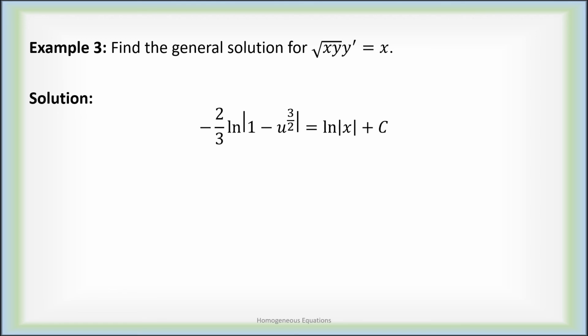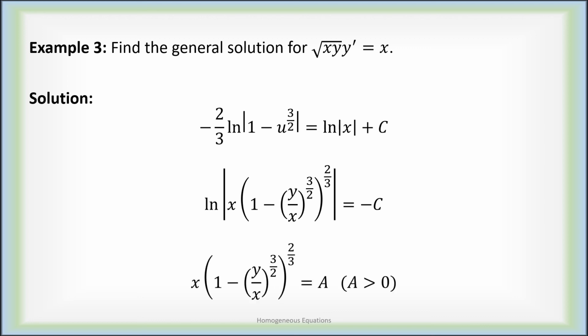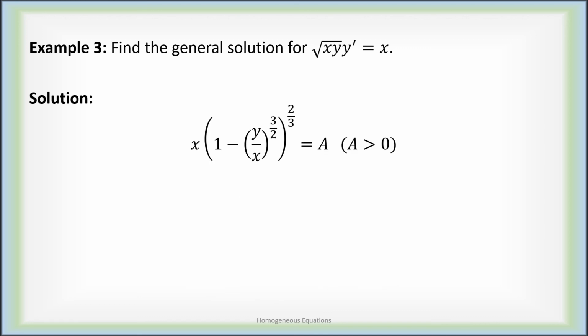So here's where we are so far. Negative 2/3 times the log of 1 minus u to the 3/2 must be log x plus some constant c. I can combine this into one gigantic logarithmic expression and replace u back with y over x in the following way. And now I just exponentiate both sides. Okay, so x times the quantity (1 minus y over x to the 3/2), all to the 2/3, is some positive constant.